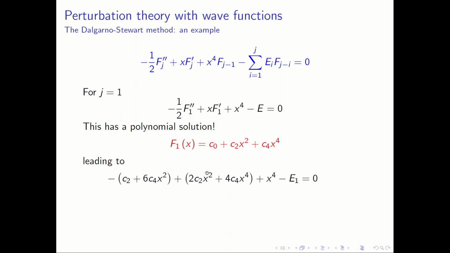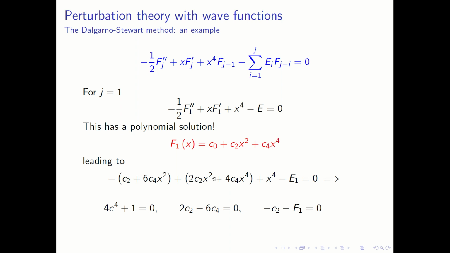Of course, x times f1 prime gives you this, and x to the 4 minus e1 is 0. So this is the equation. And how do you ensure that this equation is satisfied? All you have to do is match the similar powers of x. So if you look at the x to the 4 coefficient, you get 4c4 plus 1 equals 0.